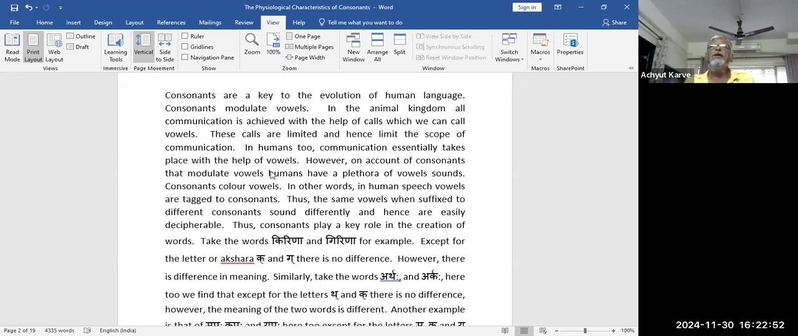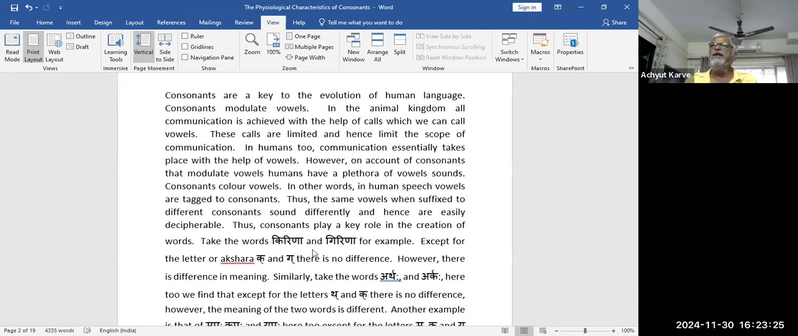However, on account of consonants that modulate vowels, humans have a plethora of vowel sounds. Consonants color vowels. Therefore, it is also called vyanjan. It is a coloring agent. In other words, in human speech, vowels are tagged to consonants. Thus, the same vowel, when suffixed to different consonants, sounds different and hence is easily decipherable. Thus, consonants play a key role in the creation of words.